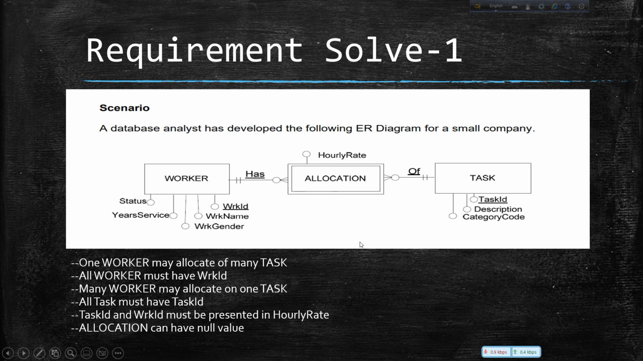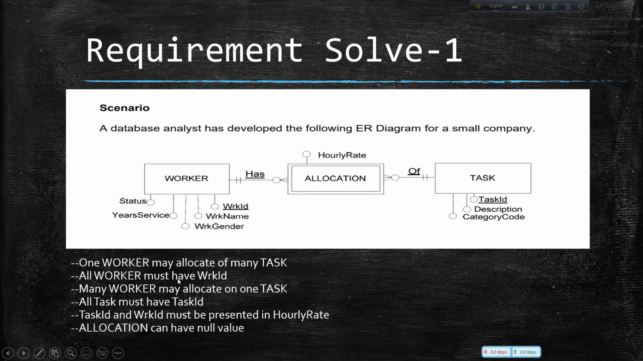So to cover the first requirement question, this is the scenario of the whole ERD. I'm going to explain that this is a many-to-many relationship, and for this many-to-many relationship there are two strong entities, worker and tasks, and a double box, the allocation table, which is a weak entity.